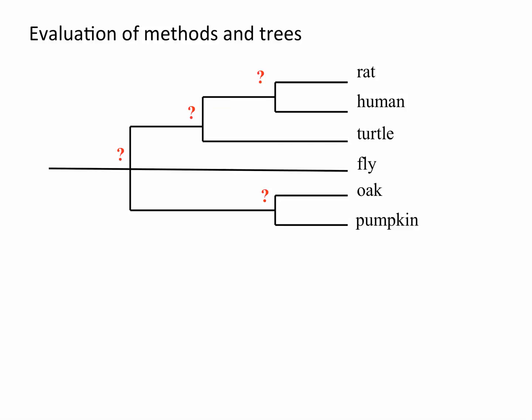Each method used to construct phylogenetic trees has its advantages and disadvantages. Here, we discuss some of the approaches that are used to evaluate various tree construction methods and the trees they produce. When the true evolutionary history is not known, a variety of tests can be used to assess the results of a phylogenetic reconstruction method.